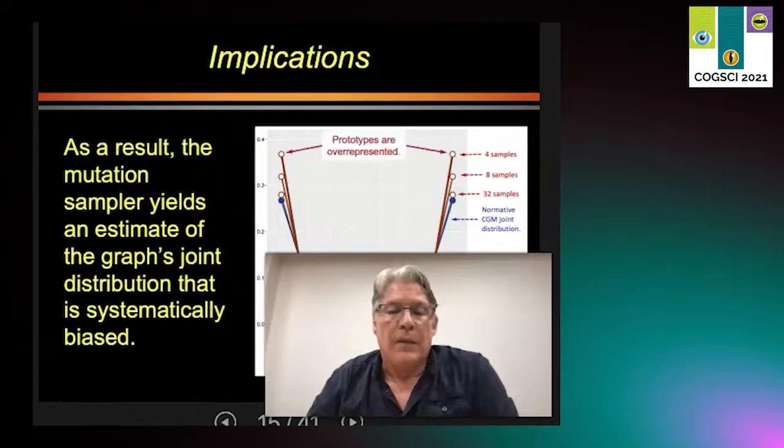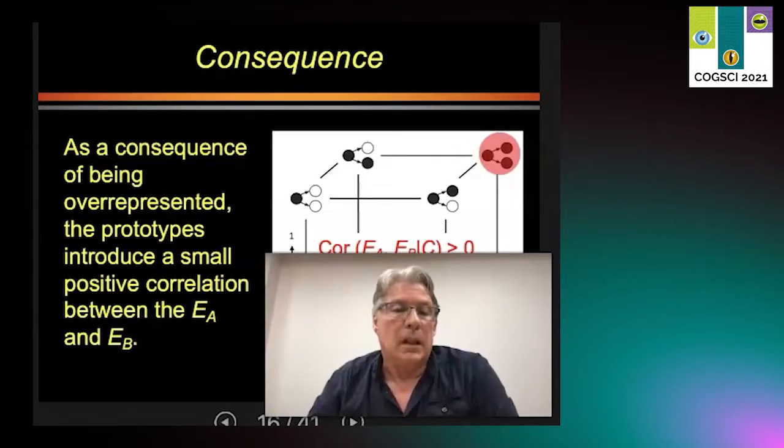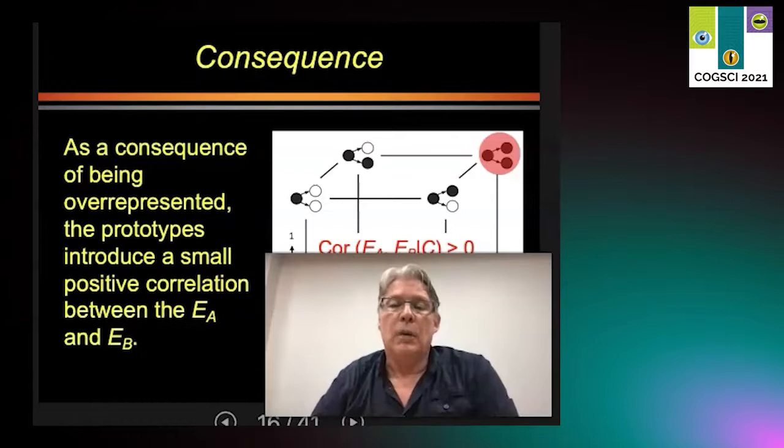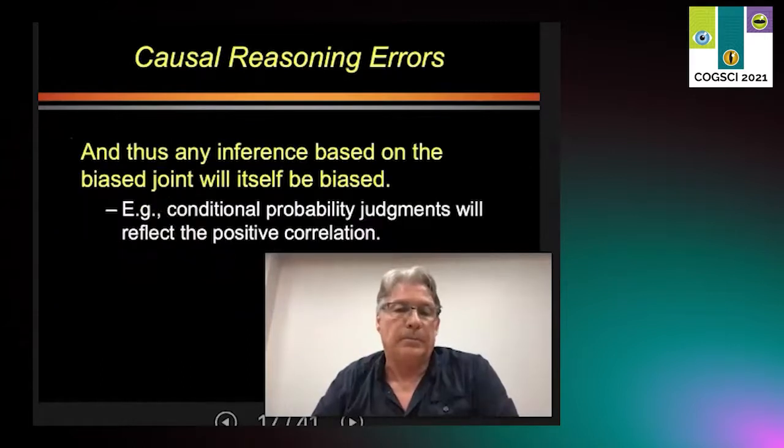But also as important is the fact that because sampling started at the prototype states, they are systematically overrepresented in the estimated joint distributions. And the consequence of the prototypes being overrepresented is easy to describe. Because in both prototypes the two effects are either both present or both absent, their impact will be to introduce a small positive correlation between the effects into the sampling chain. And that's important because any inference based on the biased joint will itself be biased. For example, conditional probability judgments will reflect the positive correlation between the effects introduced by the prototypes.